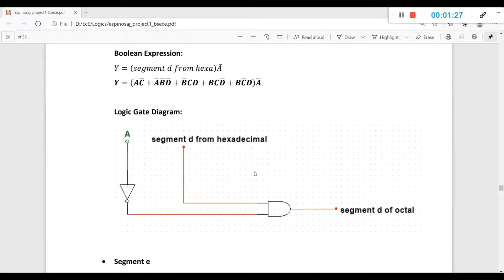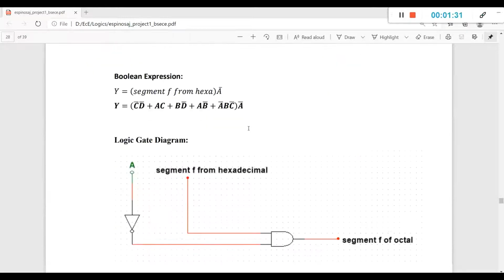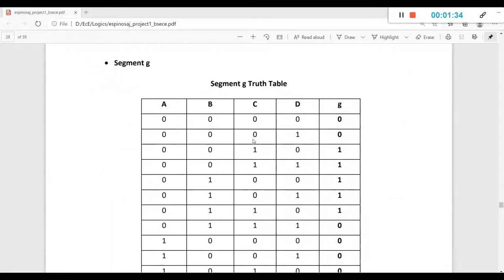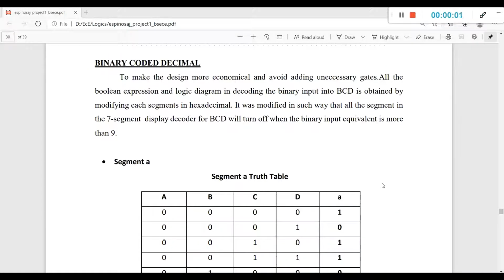Segment C, segment D, segment E, segment F, and segment G.